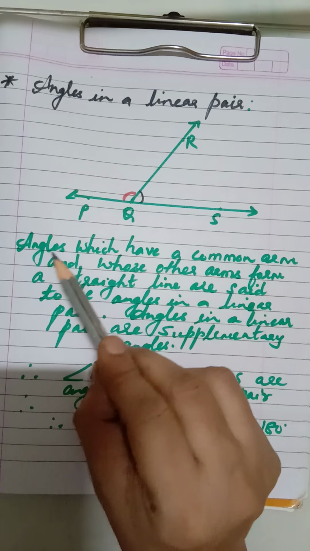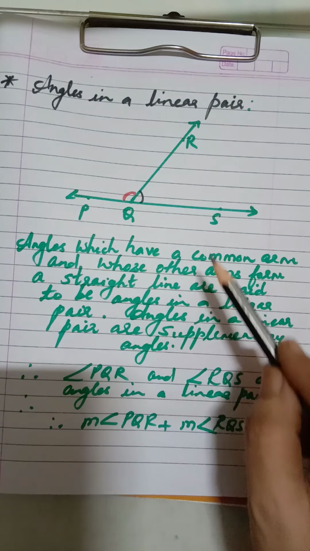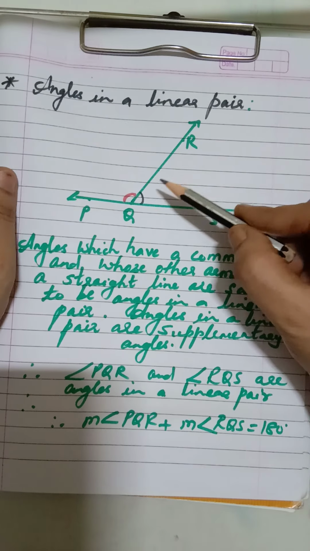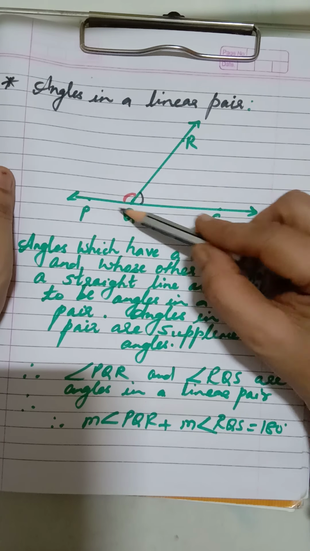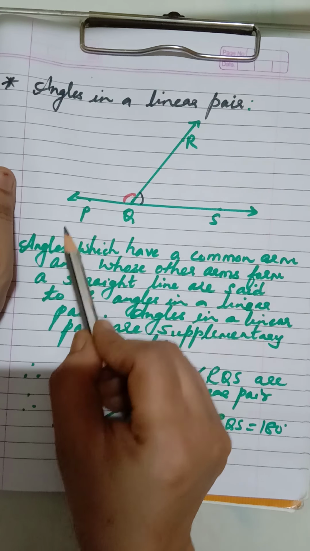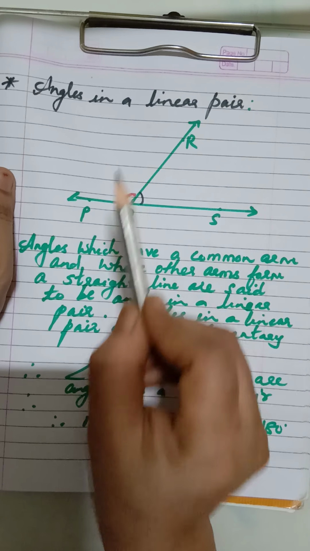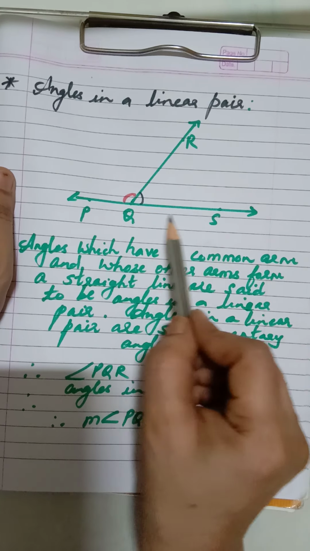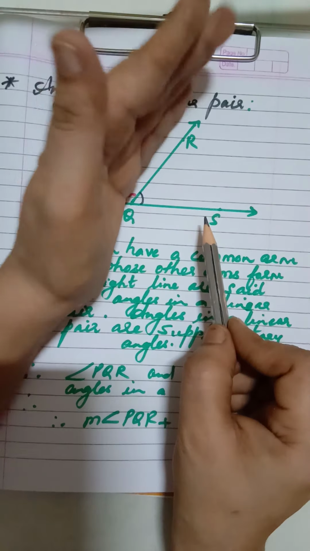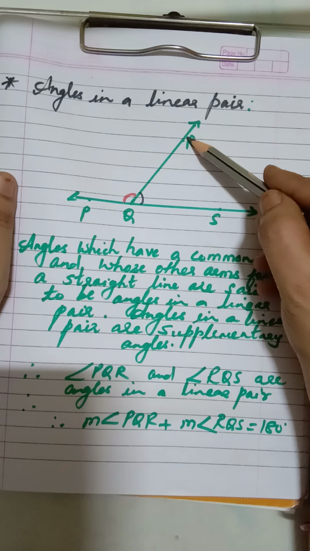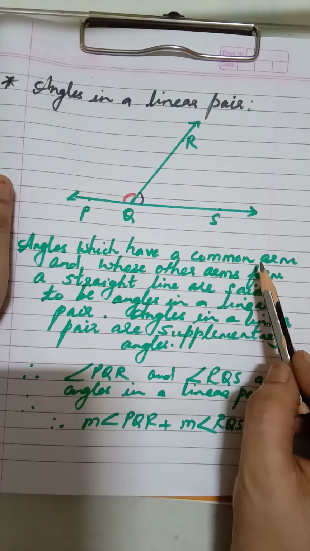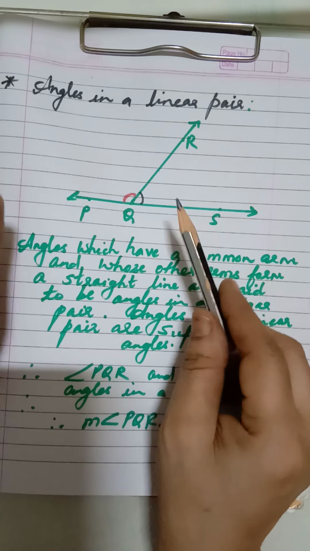See children, what is the condition for angles to be in a linear pair? The first condition is they should have a common arm. Now you can see children, I have drawn a figure. In this we have two angles, right? Angle PQR and the other angle is RQS. Between both the angles, only one arm is common, that is arm QR. So your first condition, angles which have a common arm, is complete, and whose other arms are forming a straight line.